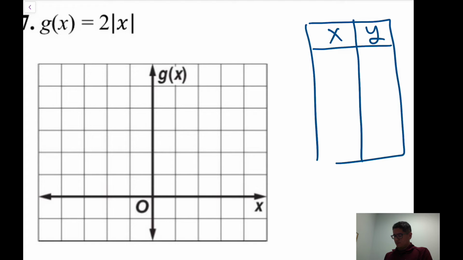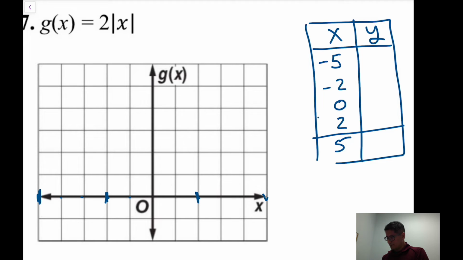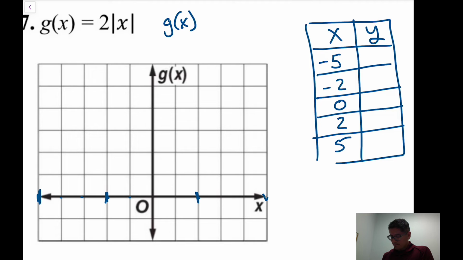One of the easiest ways to do this, I would say, is to graph it. Make a table. So we can start from, let's say -5. And then how about -2, 0, and then let's mirror it at 2 and 5. And let's see what we end up getting. So I'm going to start with -5. g of x equals 2 times the absolute value of x, so 2 times the absolute value of -5. And what's the absolute value of -5? It's 5, so it's 2 times 5, and that's 10.